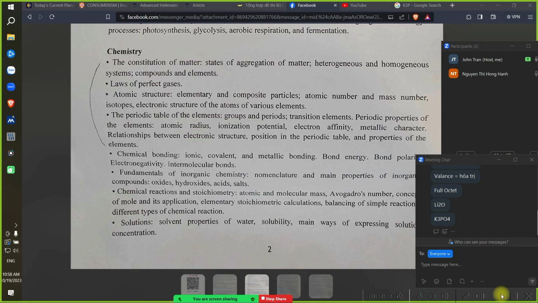Atomic and molecular mass, I think. Atomic mass is the sum of the mass of protons, electrons, and neutrons of an atom, and we can find it in the periodic table.